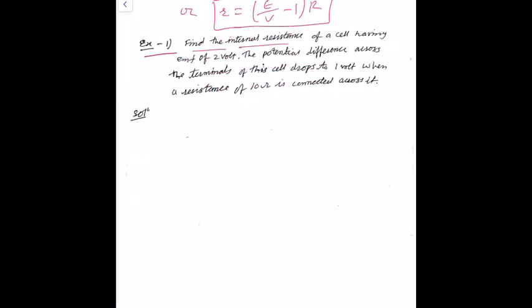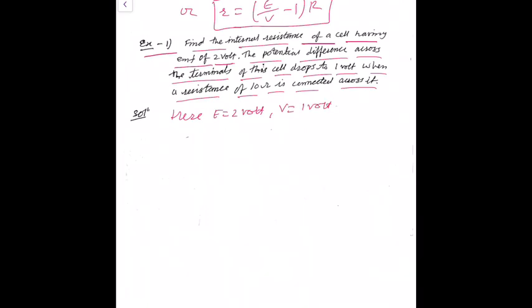Example first: find the internal resistance of a cell having EMF of 2 volt. The potential difference across the terminals of this cell drops to 1 volt when a resistance of 10 ohm is connected across it. Solution: here E equal to 2 volt, V equal to 1 volt, R equal to 10 ohm.